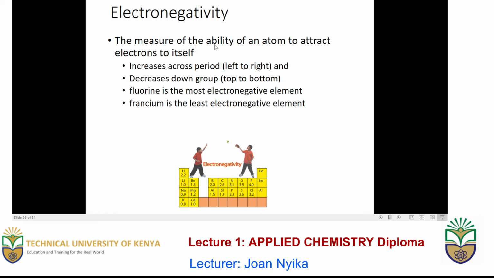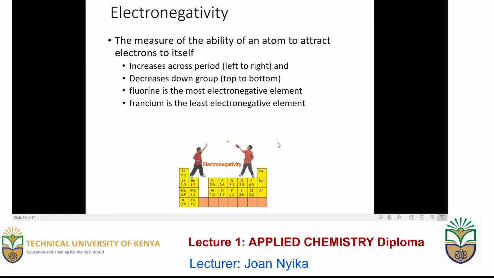Electronegativity is a measure of the ability of an atom to attract electrons to itself. This we had seen at the beginning of the previous class, when we said that the transfer of electrons from a metal to a non-metal is dependent on their electronegativity. It is a measure of the ability of an atom to attract electrons to itself. For instance, in the case of sodium chloride, electronegativity is the ability of chloride to attract electrons from sodium so that it can be stable to form sodium chloride salt.